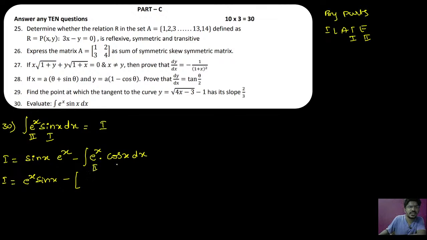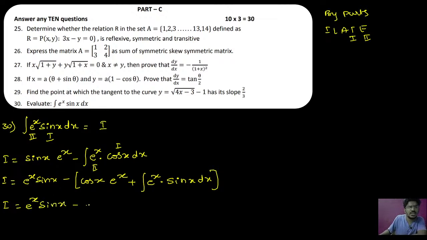E raised to x will be the second function, cos x will be the first function. Write cos x as it is, integration of the second function, that is e raised to x, is e raised to x, minus integration of, we have to write again here e raised to x, into differentiation of cos x, which is minus sin x. So minus into minus will be plus sin x, with respect to dx. So now this is I equals e raised to x sin x minus e raised to x cos x.